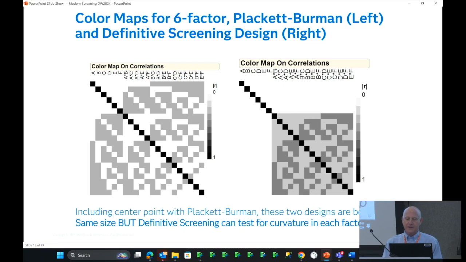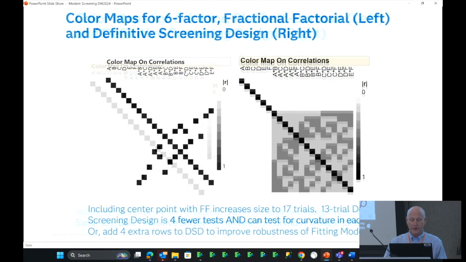But the main thing to see in this color map is that this area here, where the main effects are orthogonal to each other, is true over here on the definitive screening side too. But it's this area, where the interactions are partially correlated with the main effects, that would make most people lean toward the design on the right. Certainly makes me lean in that direction. And the other thing to keep in mind is that the definitive screening design gives us a test for curvature in every factor, not just a global check with one center point.